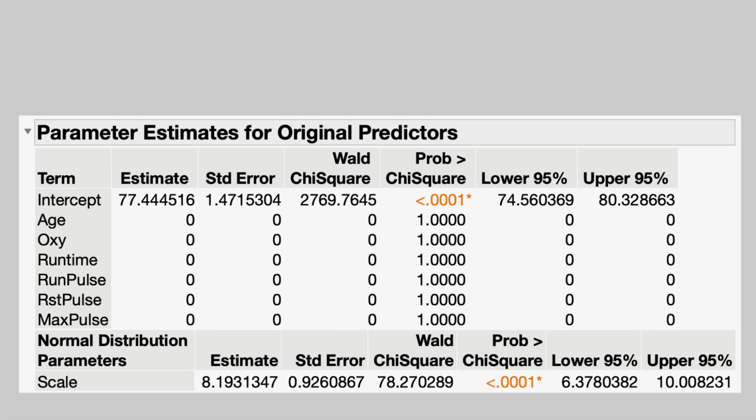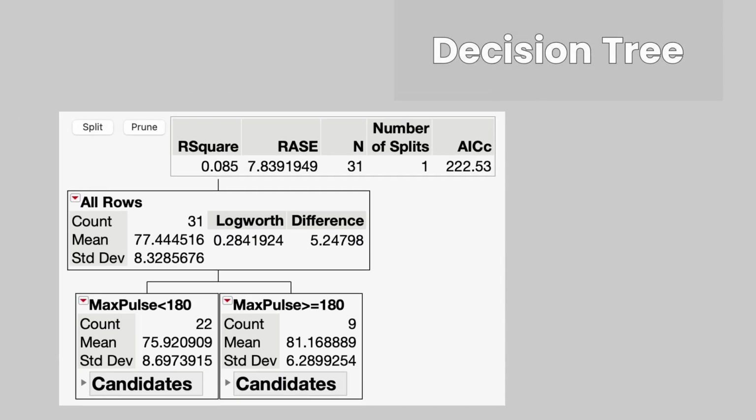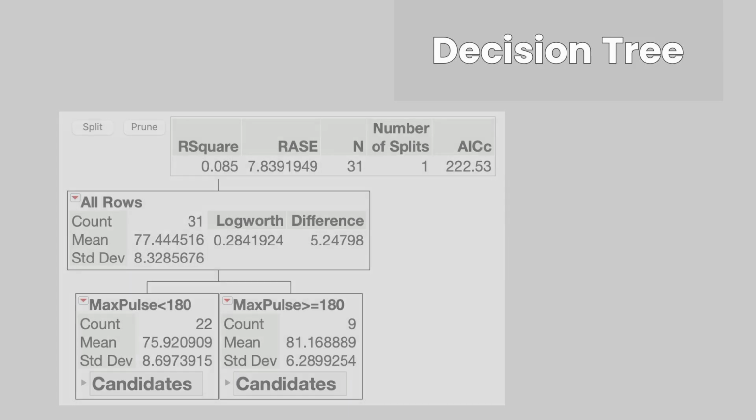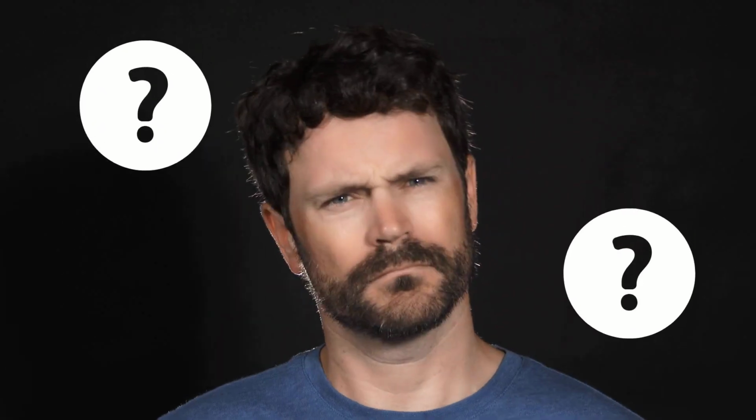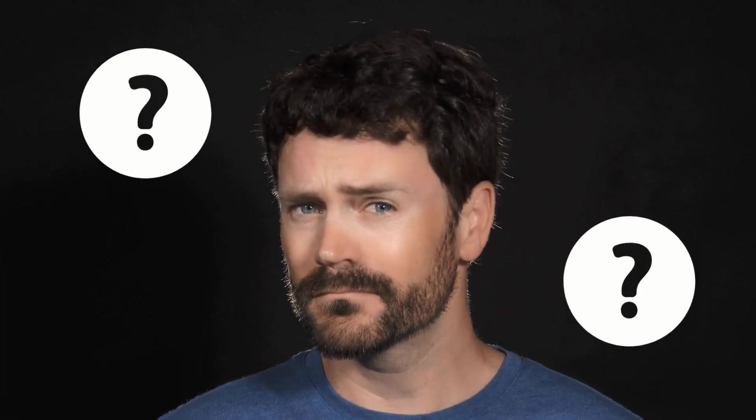The results? LASSO finds no important predictors. All coefficients are zeroed out. But the decision tree? It highlights max pulse as the most important variable in the model. Interestingly, what's going on here? Why the disagreement? And more importantly, which model should you trust?